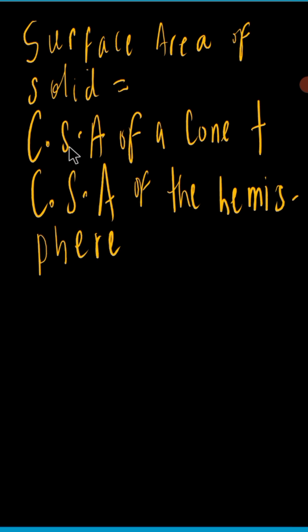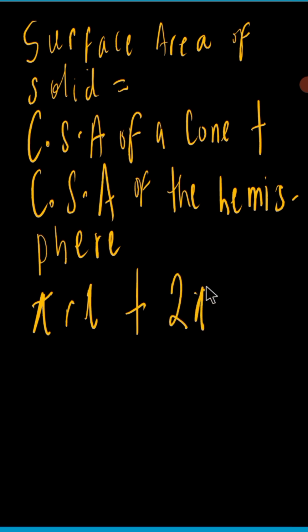So which implies, what is the curved surface area of the cone? The formula is pi r l. And plus, what is the curved surface area of a hemisphere? It is equal to 2 pi r squared. 2 pi r squared. So the first thing, we need to get the slant height. You know that the radius is 3.5 for both.